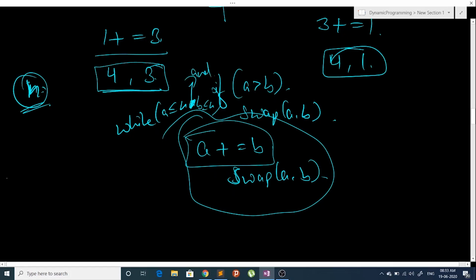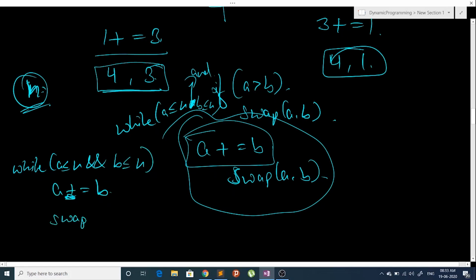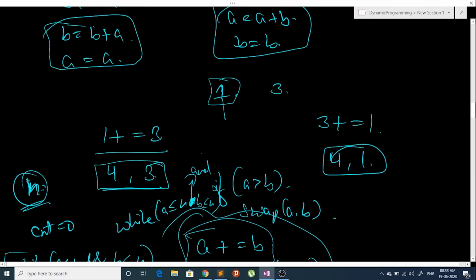So my final algorithm will be: while a is less than or equal to n and b is less than or equal to n, I will do a plus equals b and swap a and b. And in each iteration I will increase my count. Initially my count is 0. So this is the solution for problem A.